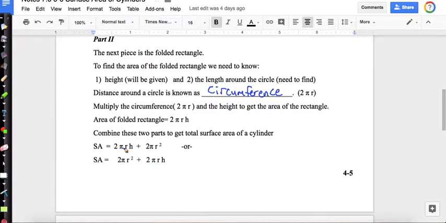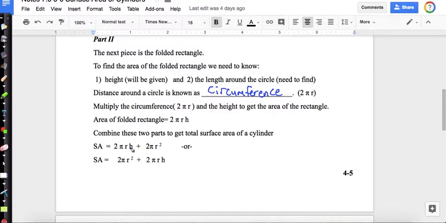So the first way is 2 times pi times radius times height plus 2 times pi times radius squared. Or the way you'll see it on formula sheets is 2 times pi times radius squared plus 2 times pi times radius times height. It doesn't matter which one I use.